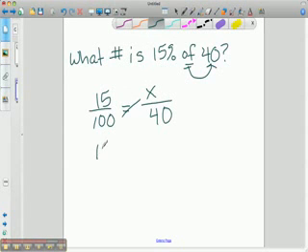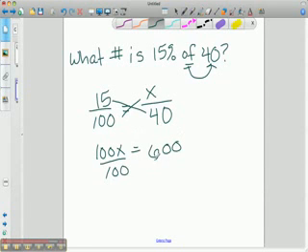So now when we cross multiply, we get 100x is equal to 15 times 40, which is 600. Divide by 100, and 600 divided by 100 is equal to 6. So what number is 15% of 40? That number would be 6.